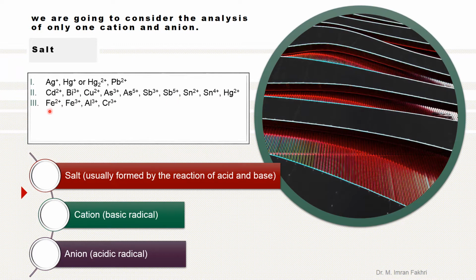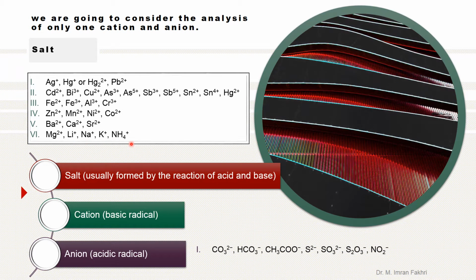Third analytical group consists of Fe2 positive ion, ferric, aluminum, and chromium. Fourth analytical group consists of zinc, manganese, nickel, and cobalt. The fifth analytical group consists of barium, calcium, strontium. In the sixth analytical group, we have magnesium, lithium, sodium, potassium, and ammonium ion present.